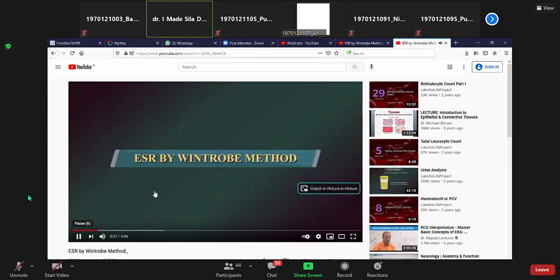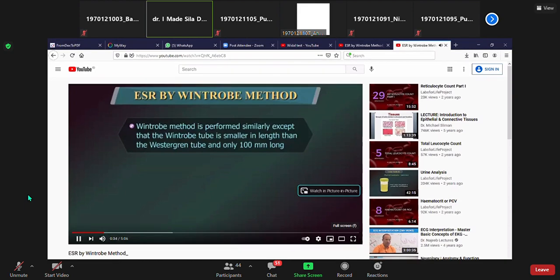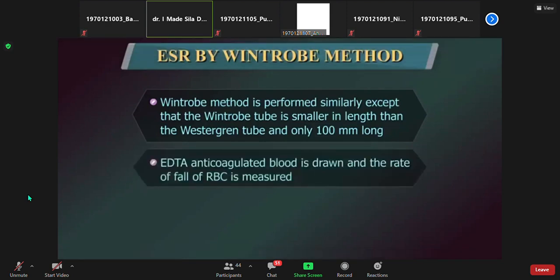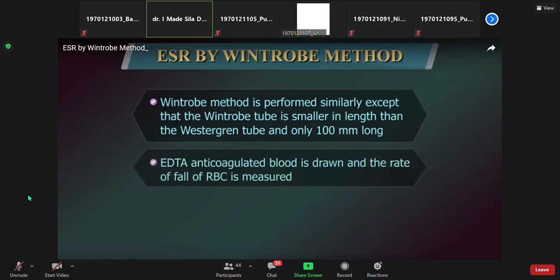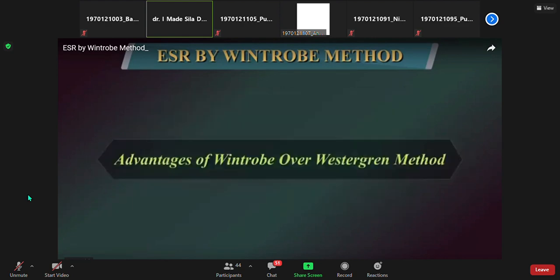Sedimentation rate by Winthrop method. The Winthrop method is performed similarly, except that the Winthrop tube is smaller than the Westergren tube and only 100 millimeters long. EDTA anticoagulated blood without extra diluent is put into the tube, and the rate of fall of red blood cells is measured in millimeters after 1 hour. The shorter column makes this method less sensitive than the Westergren method.